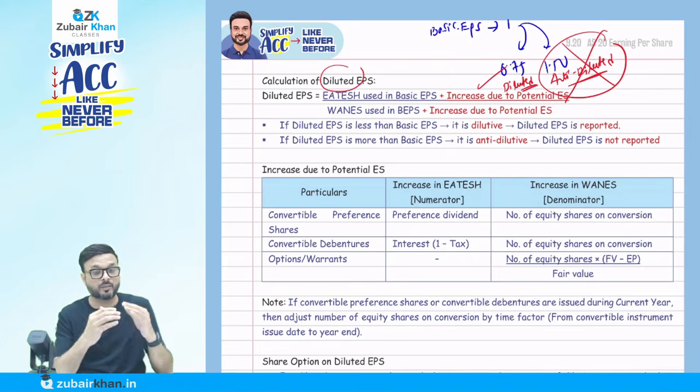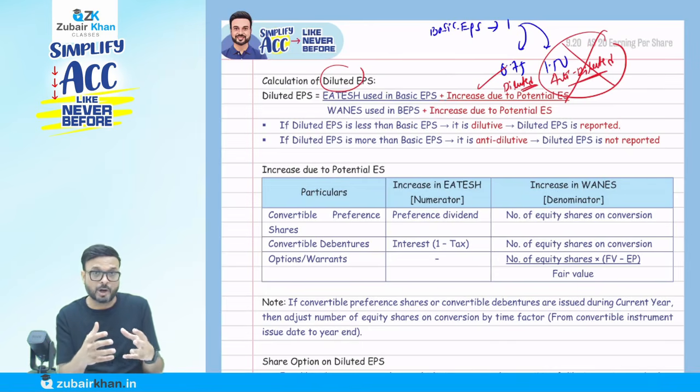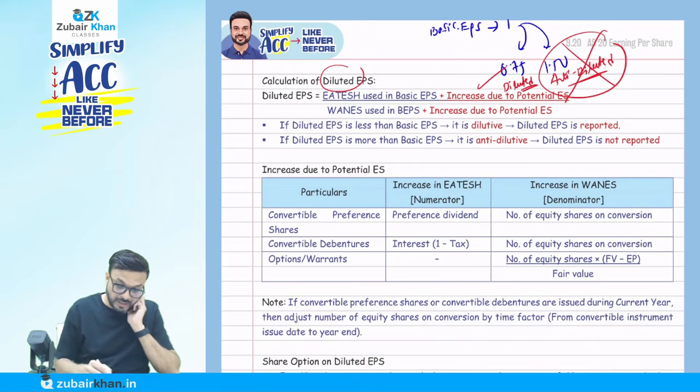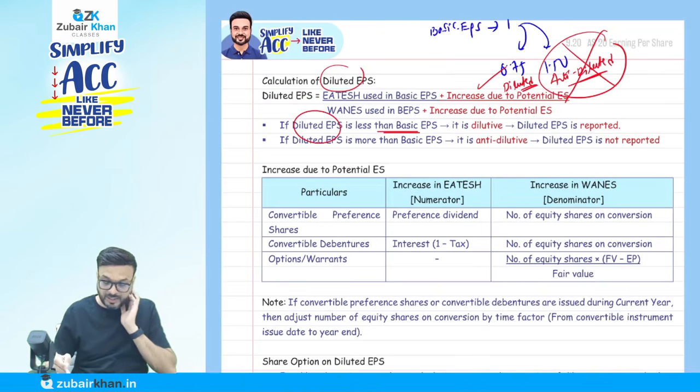So when we calculate, we have to find the adjusted profit and the adjusted weighted average number of shares. What is the impact on profit and shares in these cases? If the diluted EPS is less than the basic EPS, suppose diluted EPS is 0.75 and the basic EPS is 1, then the diluted EPS is reported. If my diluted EPS is more than the basic EPS, suppose basic EPS is 1 and this is coming 1.5, it is anti-diluted and diluted EPS is not reported. If it is more than 1, we don't disclose it.